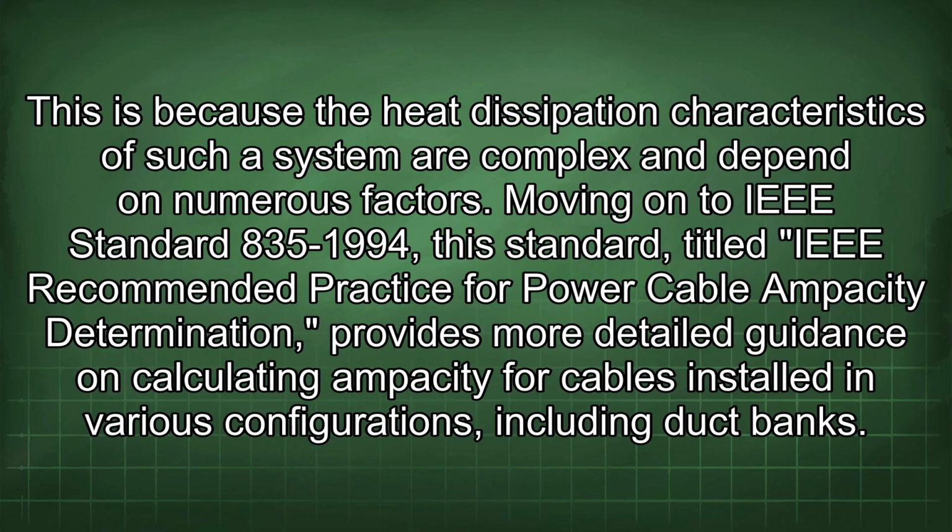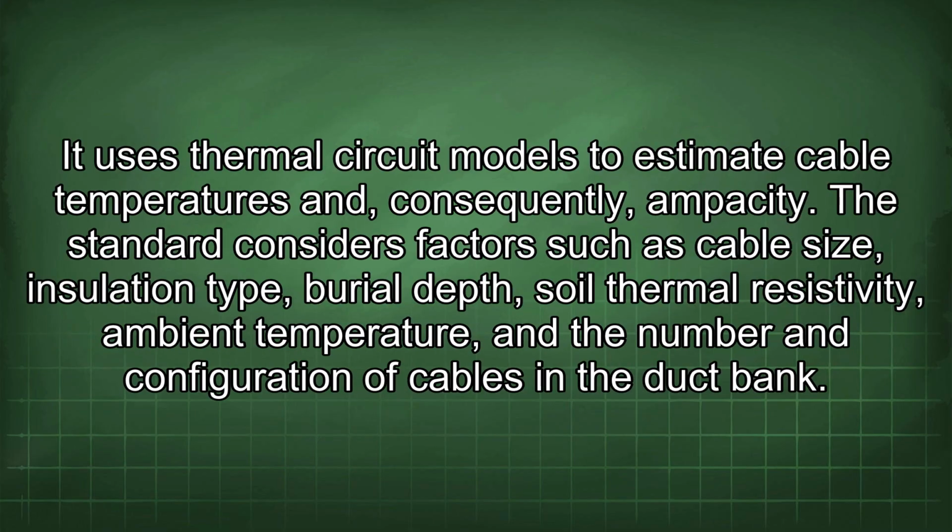Moving on to IEEE Standard 835-1994, this standard, titled IEEE Recommended Practice for Power Cable Ampacity Determination, provides more detailed guidance on calculating ampacity for cables installed in various configurations, including duct banks. It uses thermal circuit models to estimate cable temperatures and, consequently, ampacity. The standard considers factors such as cable size, insulation type, burial depth, soil thermal resistivity, ambient temperature, and the number and configuration of cables in the duct bank.